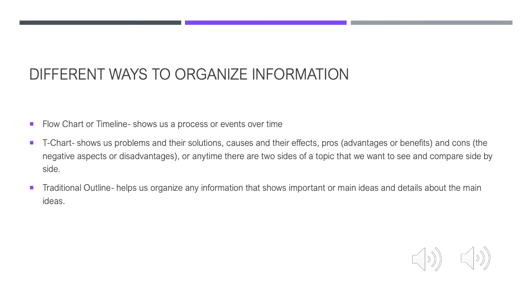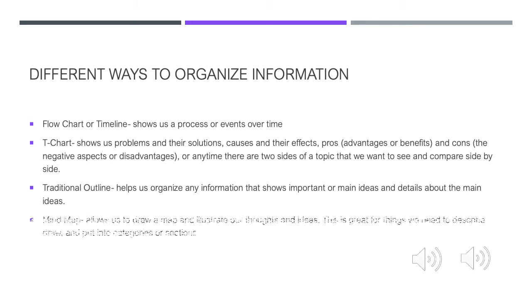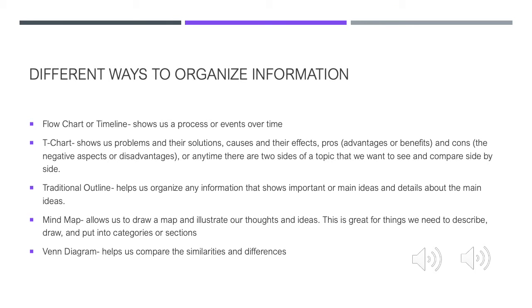There's also the traditional outline. It's a great way to organize any information that shows important or main ideas and details about the main ideas. There's also a mind map. The mind map allows us to draw out a map of our thoughts and ideas. This is great for things we need to describe and draw and put into categories or sections. There's also a Venn diagram, which is great for comparing similarities and differences.